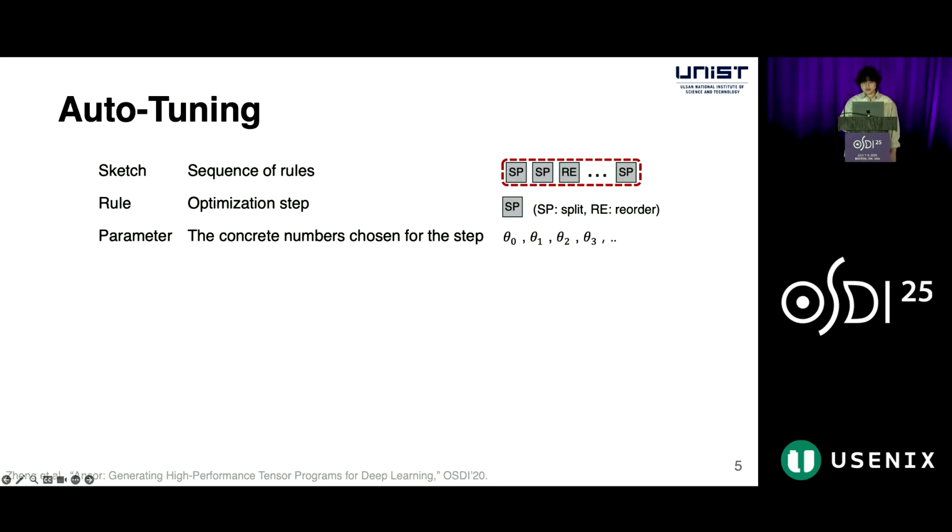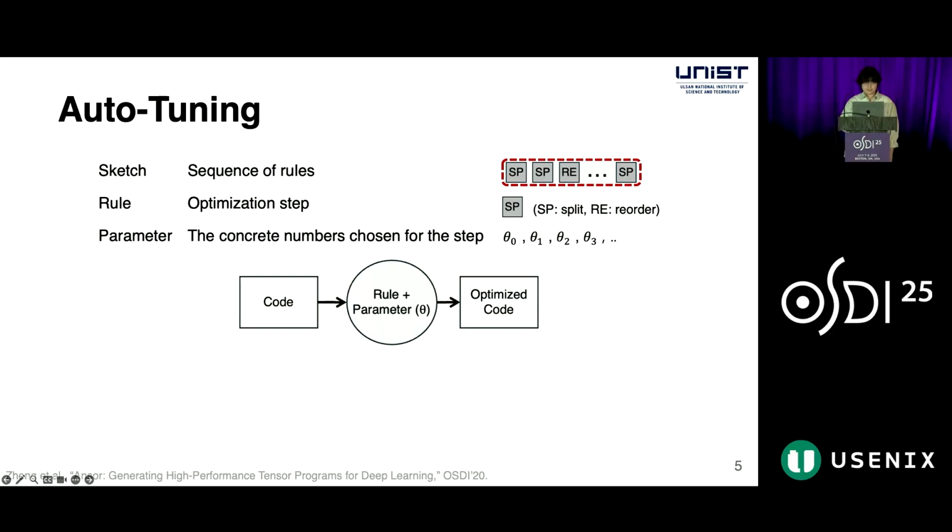First of all, let me introduce Ansor's sketch, rule, and the parameters. Ansor builds its own search space from these key components. A sketch is basically a sequence of optimization steps. Each step, or rule, represents a specific optimization, such as loop split or loop reordering. These rules are applied based on the parameters, which are the concrete values chosen for each step. So in short, the code is optimized by applying rules along with their parameters.